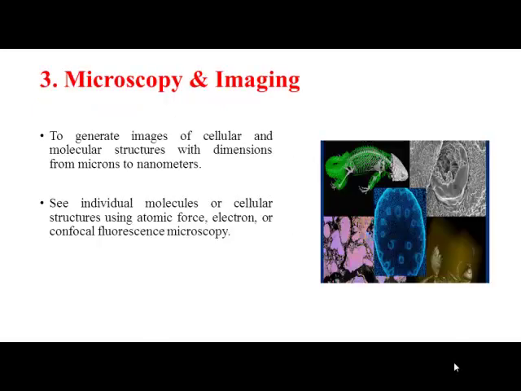Third technique is microscopy and imaging. It helps us to generate images of cellular and molecular structures with dimensions from microns to nanometers. And we can see individual molecules or cellular structure using atomic force, electron, or confocal fluorescence microscopy.